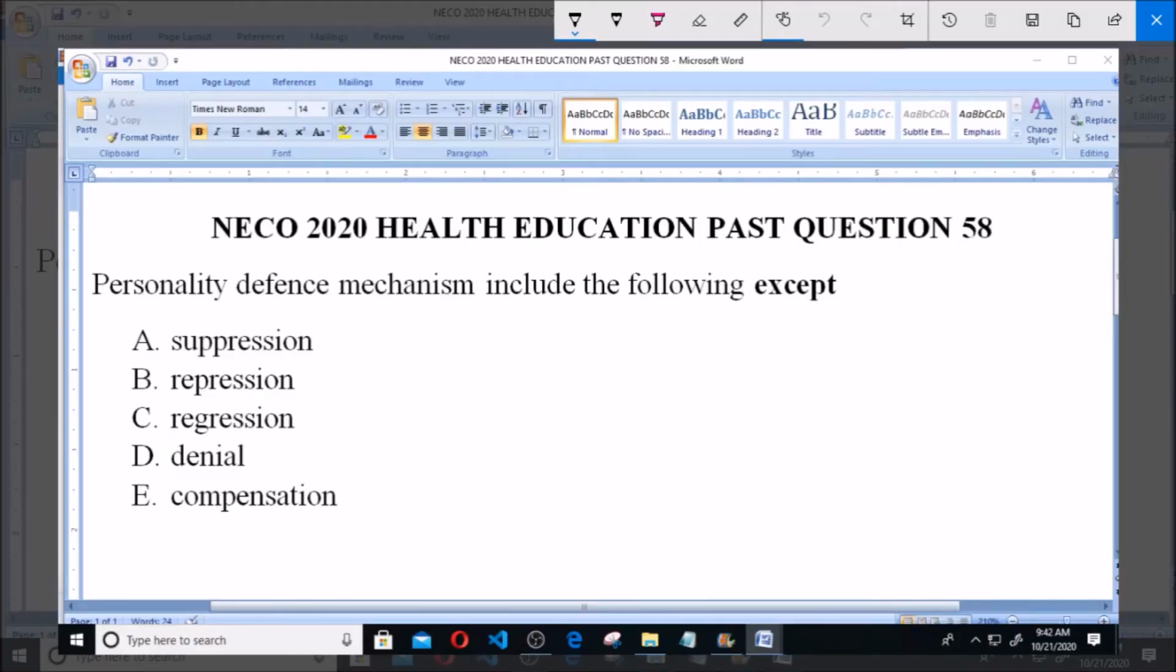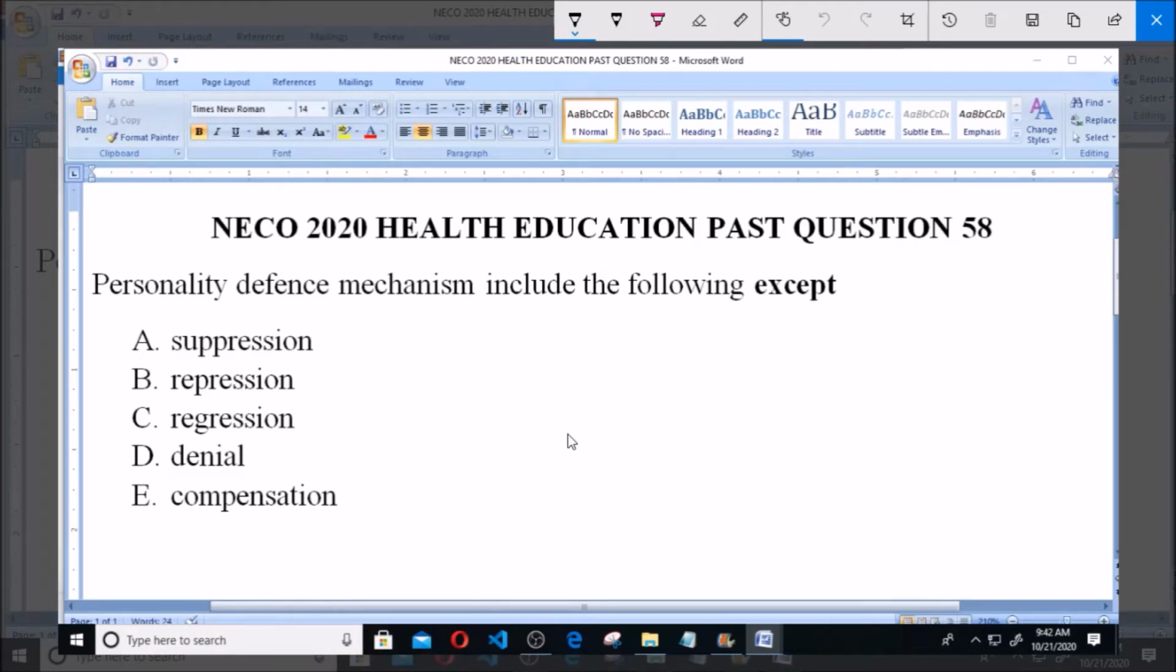I'll be answering NECO 2020 Health Education Past Question 58. Personality defense mechanisms include the following except: A. Suppression, B. Repression, C. Regression, D. Denial, and E. Compensation. Now, we're asked to pick an option which is not a mechanism of personality defense.